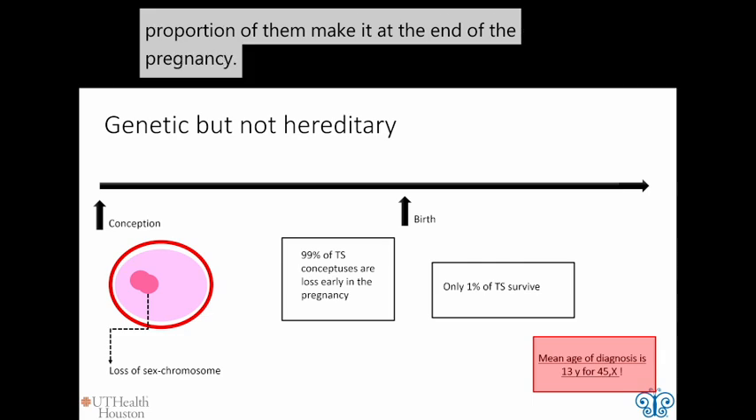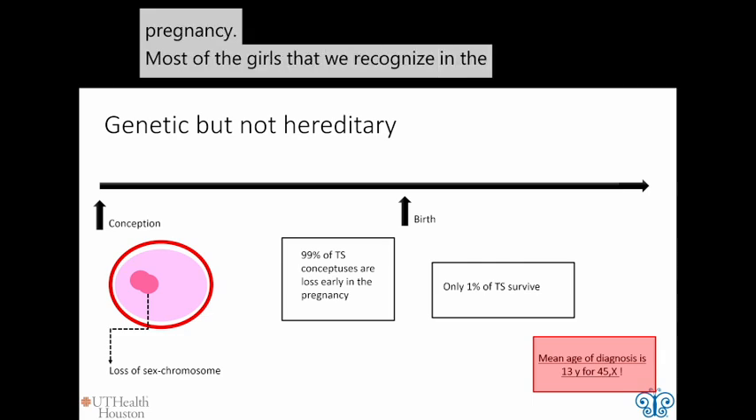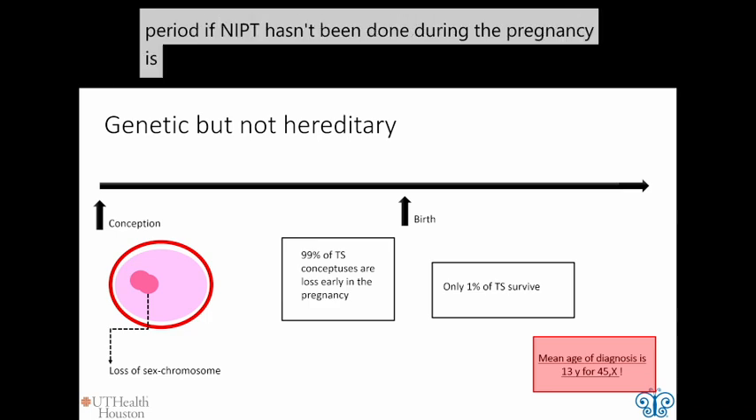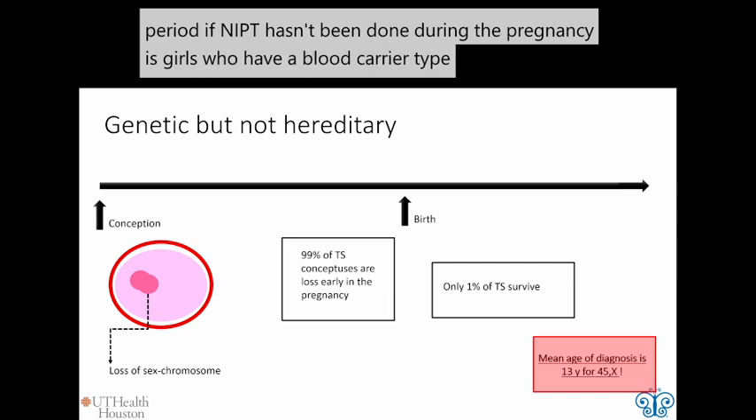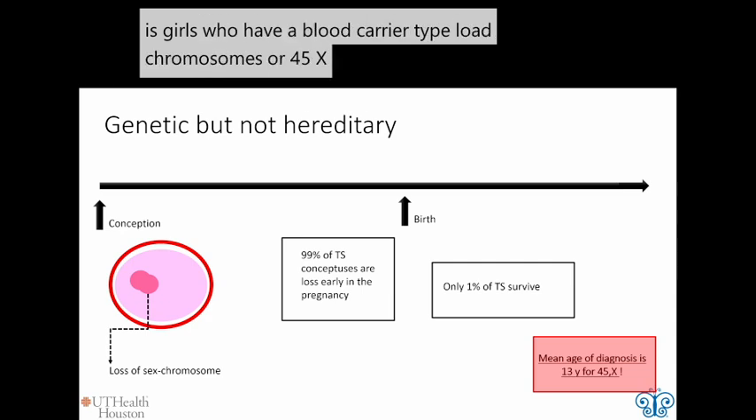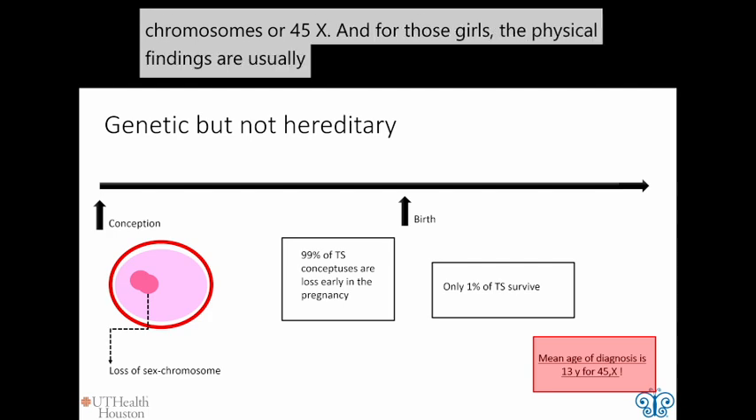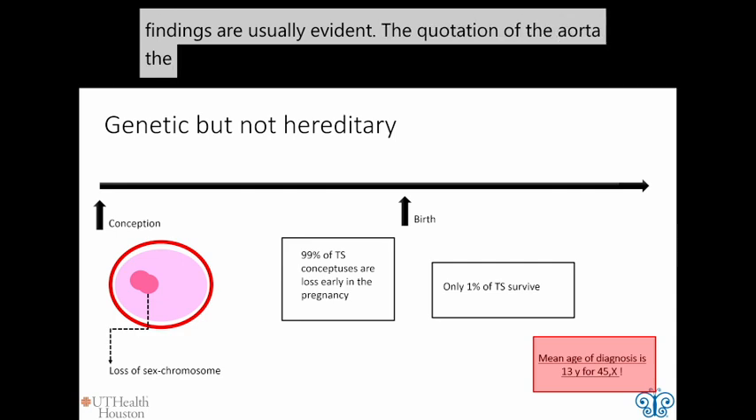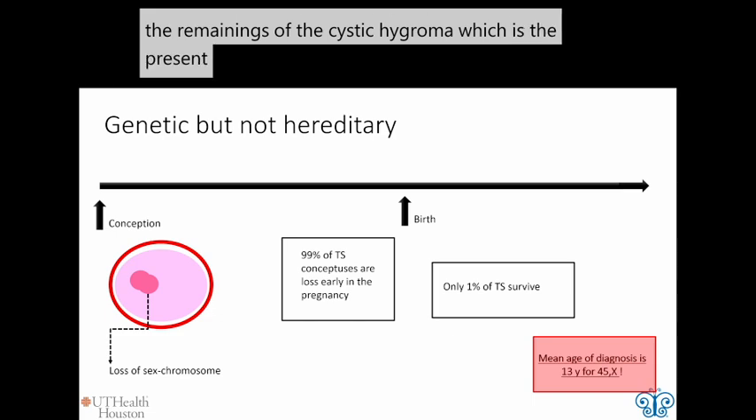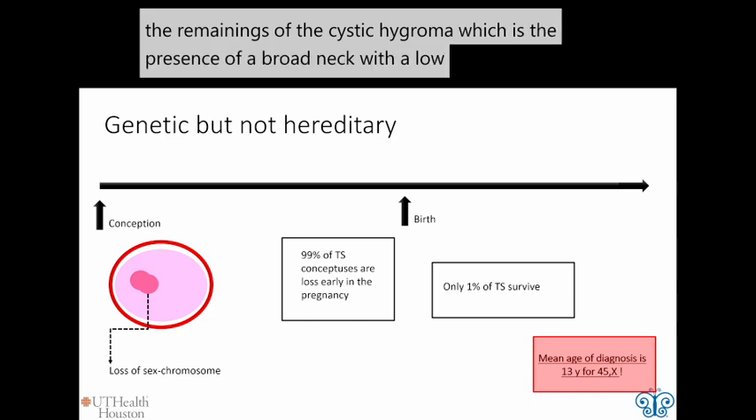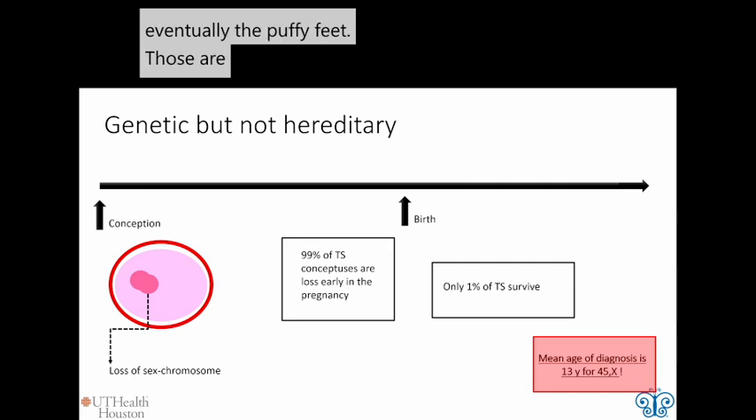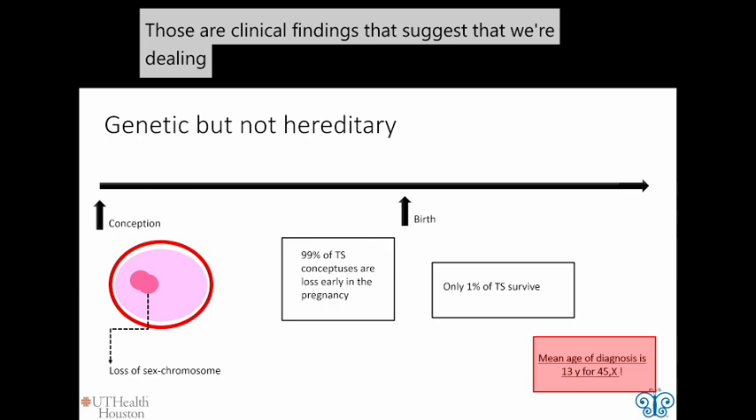Most of the girls that we recognize in the newborn period, if an NIPT hasn't been done during the pregnancy, are girls who have a blood karyotype, blood chromosomes, of 45,X. And for those girls, the physical findings are usually evident. The coarctation of the aorta, the remnants of the cystic hygroma, which is the presence of a broad neck with a low posterior hairline, eventually the puffy feet. Those are clinical findings that suggest that we're dealing with a girl with Turner syndrome.